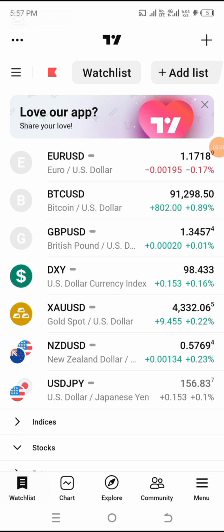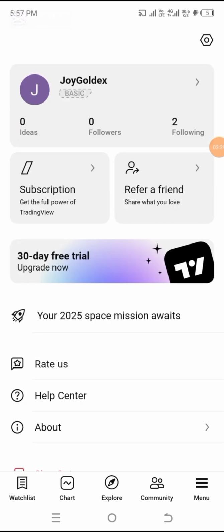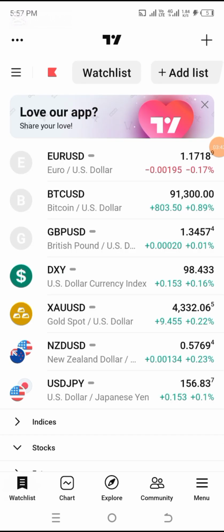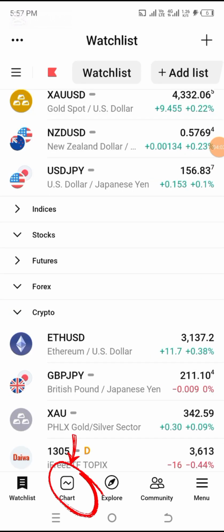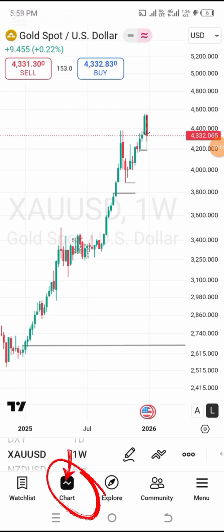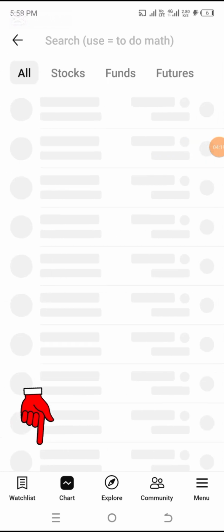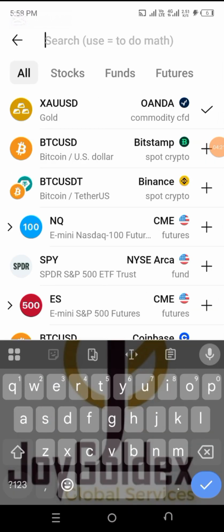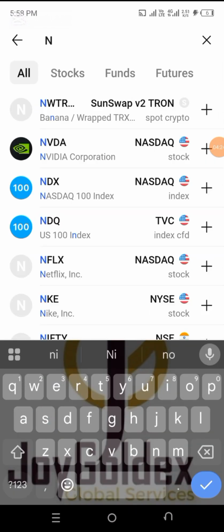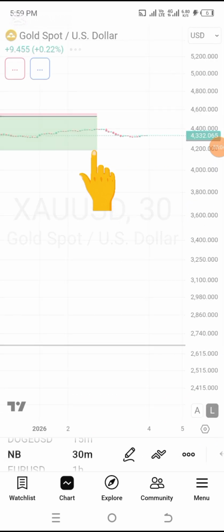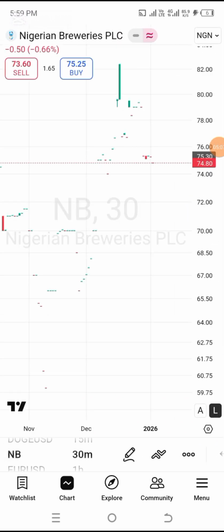Now after you've downloaded your Trading View, you register. After you've registered, you log in to your account. When you log in, you come to this watch list and click on charts. What do we want to analyze? Gold, right? This is gold. We are not analyzing gold. Nigeria Breweries. So you just click on this where you have this sign. We are looking for Nigeria Breweries. So just tap on it like this, and here is the chart for Nigeria Breweries.